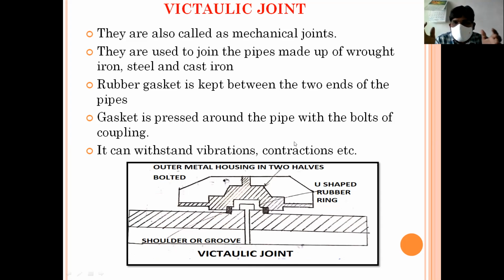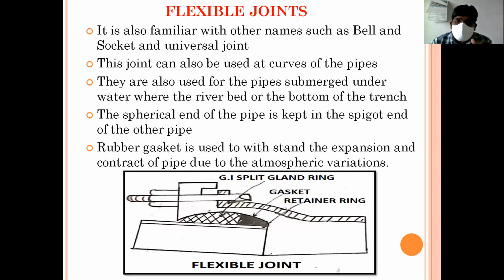The characteristic feature of this joint is that it can withstand vibrations and contractions. It can be used to join pipes even at curves, and it is used to join pipes in water, in submerged pipelines. These are the most suitable joints.